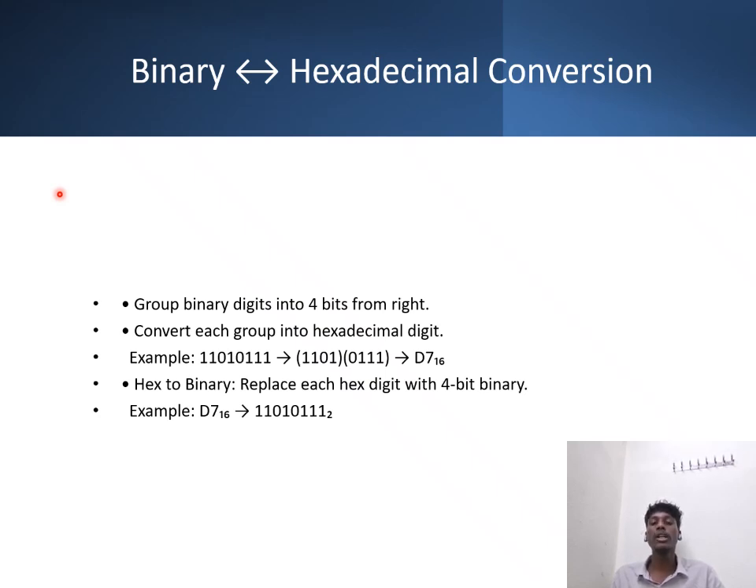Here also is the same process. We convert each hexadecimal digit into a 4-bit binary code using the 8421 code. Here is the example for the conversion from binary to hexadecimal, and this is the example for the conversion from hexadecimal to binary. In the binary to hexadecimal example, 11010111 is converted into hexadecimal as D7 base 16, and this D7 base 16 is converted back into 11010111.